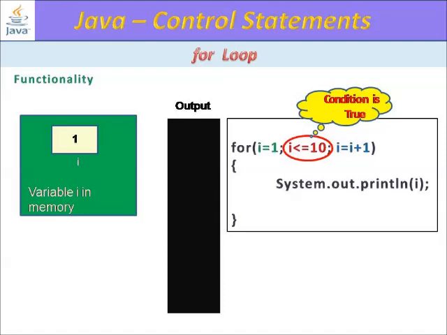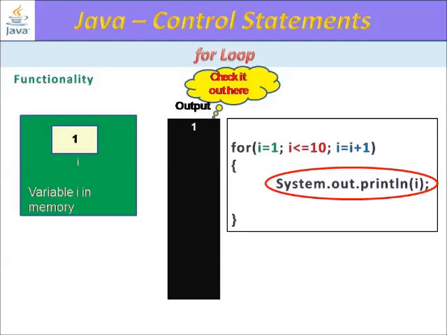Next part is the condition. We know that the value of i is equal to 1. Now we are checking the condition i less than or equal to 10. The value of i in the memory is 1. So 1 is less than or equal to 10, yes, the condition is true. Okay, once the condition is true, what happens? It executes the execution statement. Here the execution statement is going to print the value of i, and on the output you can see 1 is printed, right?